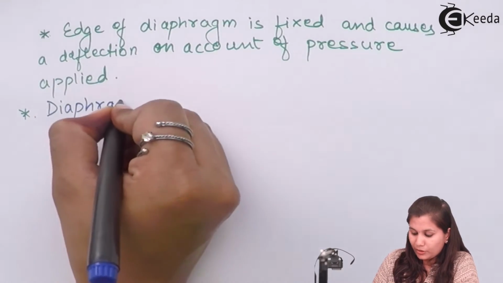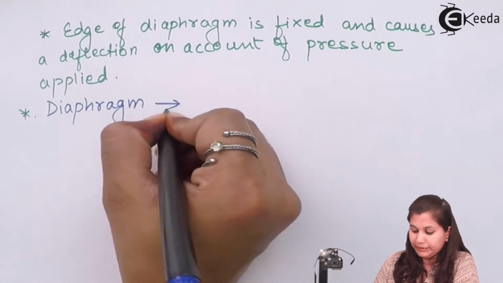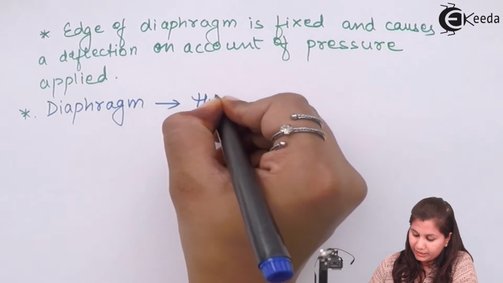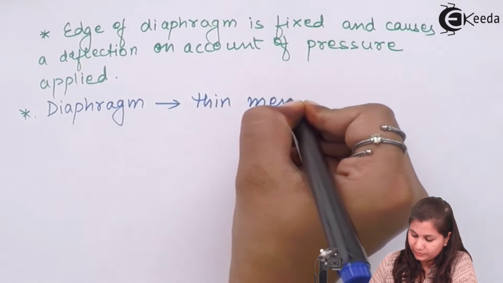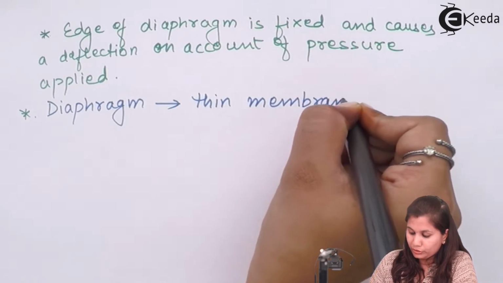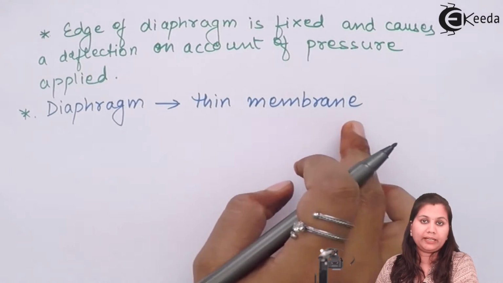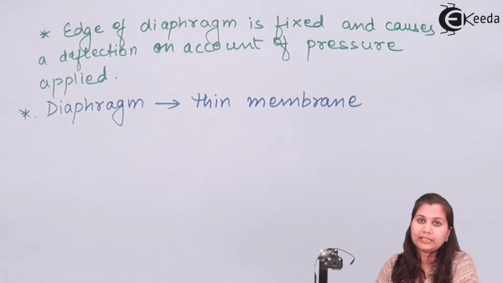Now comes the construction of the diaphragm. The diaphragms are made of a very thin membrane, so that when pressure is applied, flexibility is there due to the thin membrane, and they can easily expand and contract.